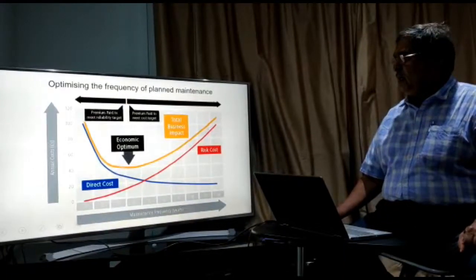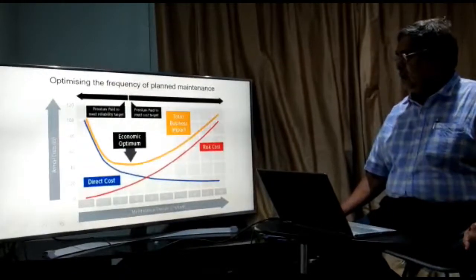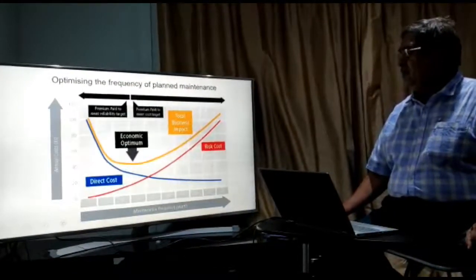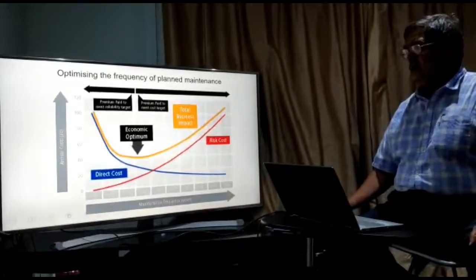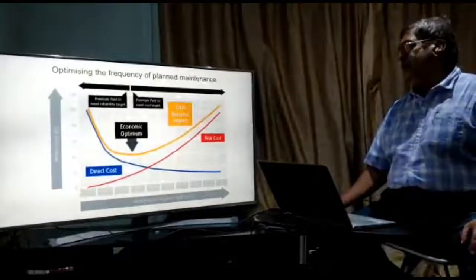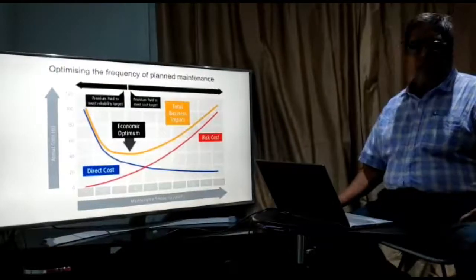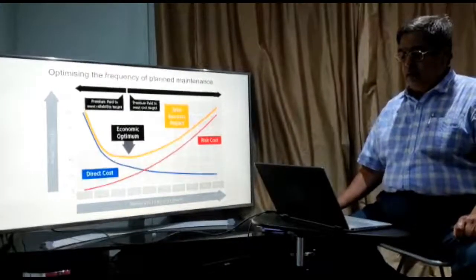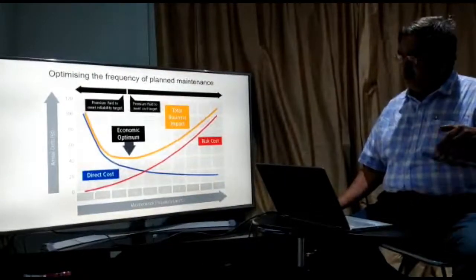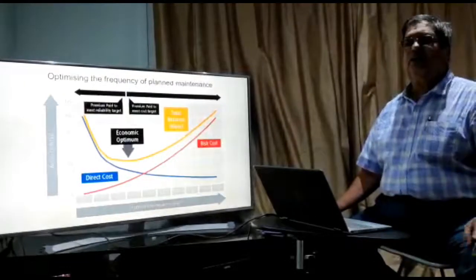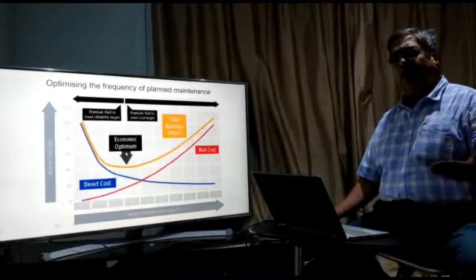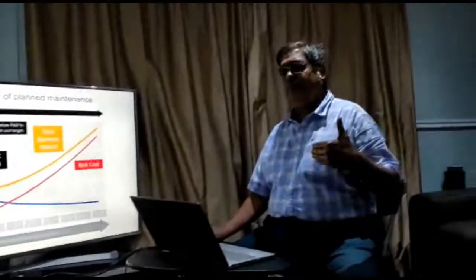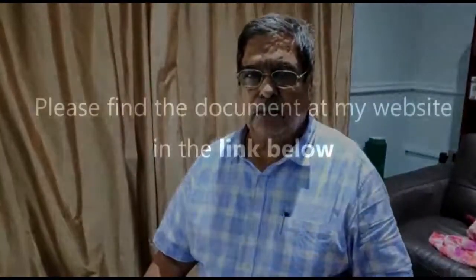In this, we are trying to optimize the direct cost and risk cost. Everything is optimized, and the frequency and planning of maintenance is happening. So this is just an introduction to asset management, and you can go through the complete handout which is attached with this. We are looking forward to your further details in the next class. Thank you very much.